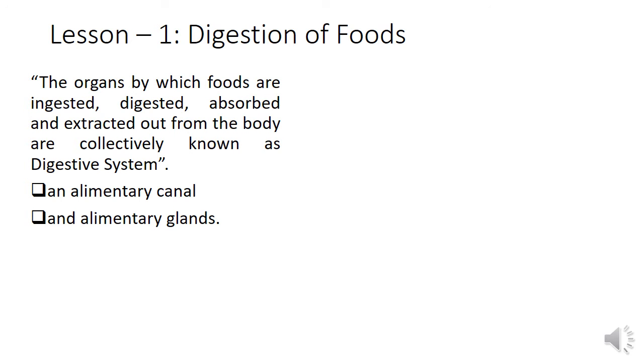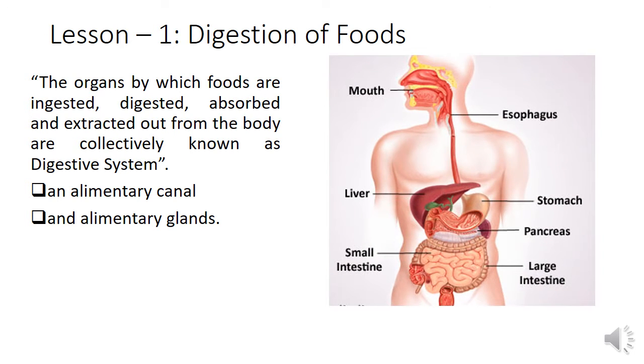Now lesson 1, digestion of food. First of all, we have to know what the digestive system is. You know that there are some organs involved in the digestive system: mouth, esophagus, liver, stomach, pancreas, small and large intestine. These collectively do some work like ingestion, digestion, absorption, and extracting the waste out from the body.